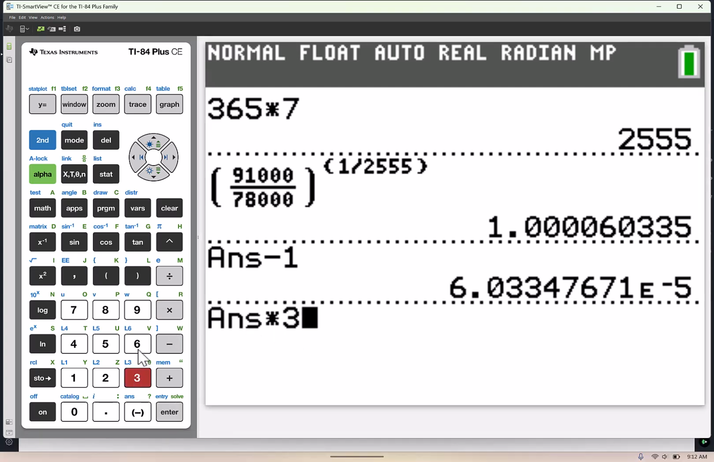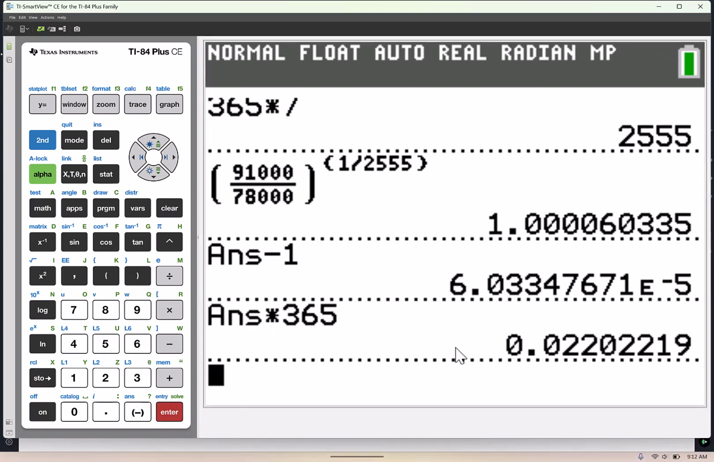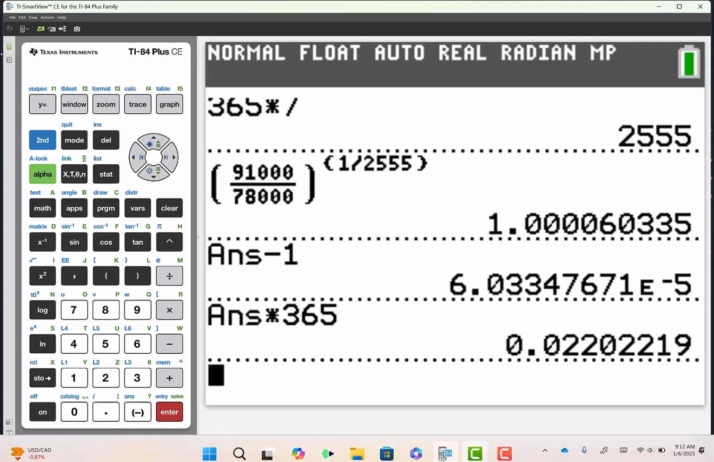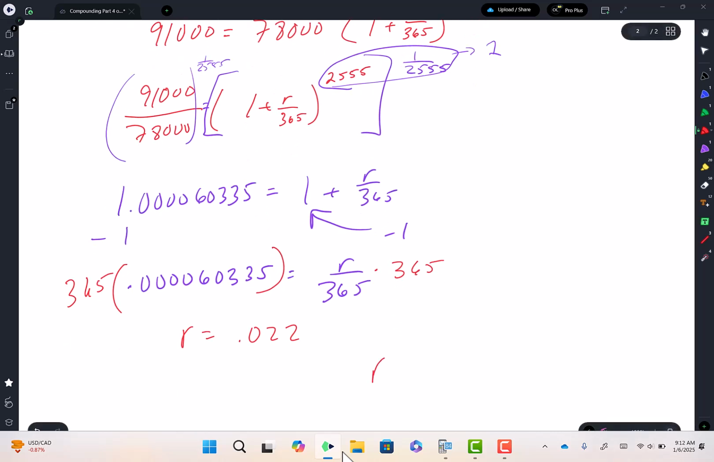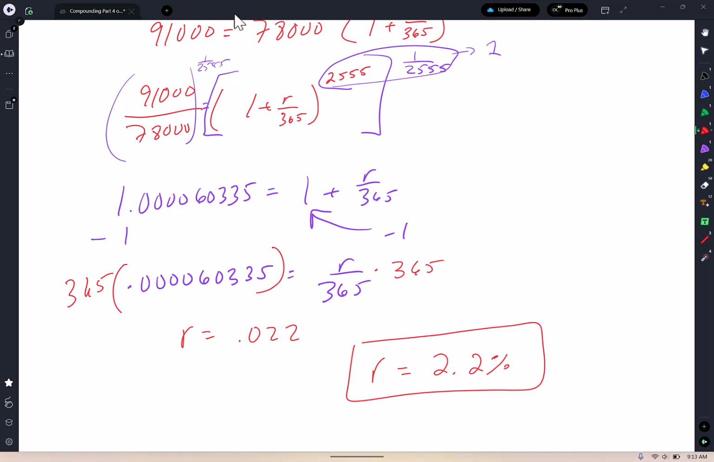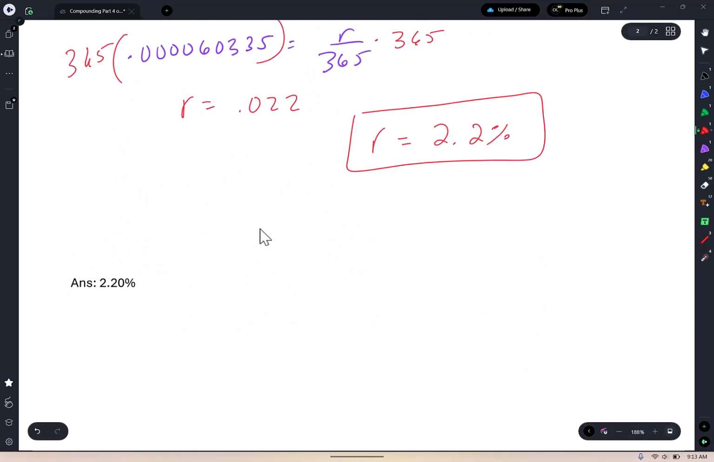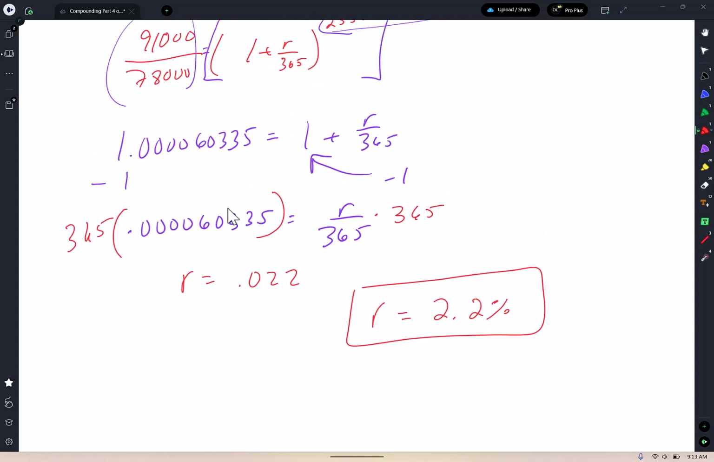Times 365. So there it is. That's 0.022. Now, if you want to turn that into a percentage, move the decimal 2 times to the right or multiply it by 100%. r equals 2.2%. And that's it, guys. So let's see, is that what we got? Yep.